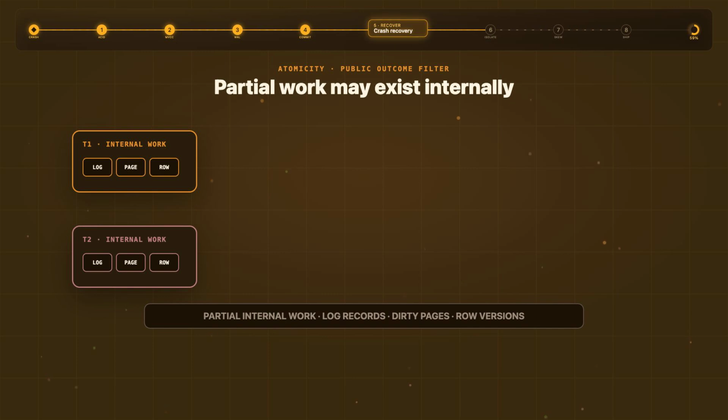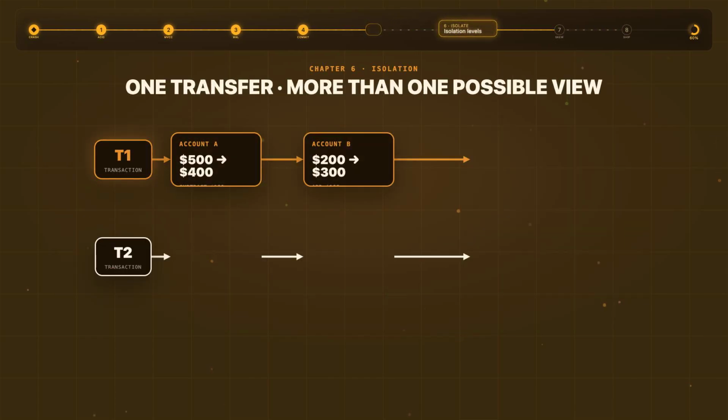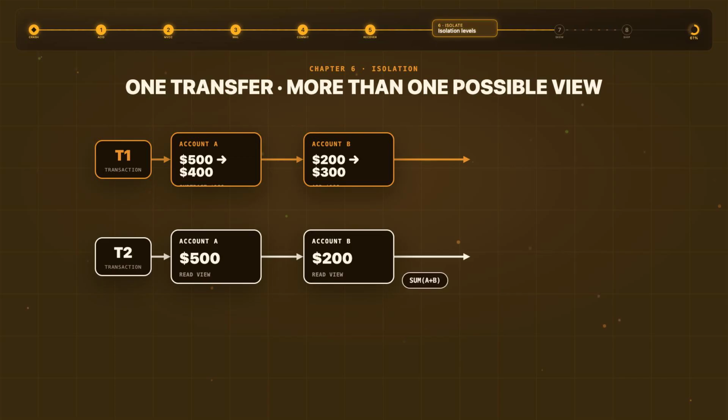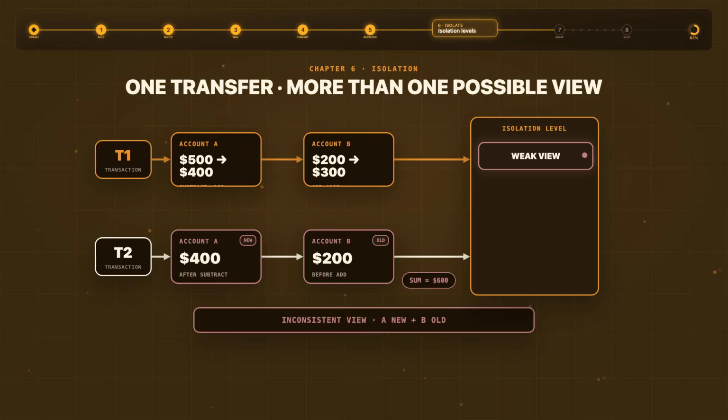Atomicity is not the absence of partial internal work. Partial work absolutely can exist. Atomicity means partial work cannot become a valid committed outcome. While T1 is transferring money, transaction T2 wants to calculate the combined balance. At a weak isolation level, T2 might observe A after the subtraction and B before the addition. That is an inconsistent view of the transfer.